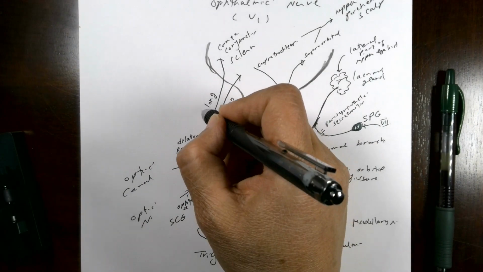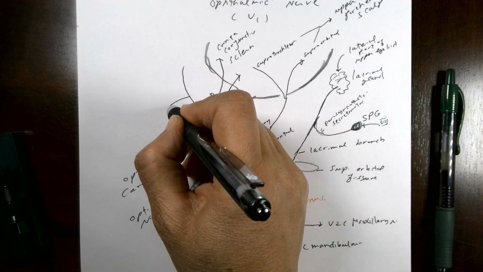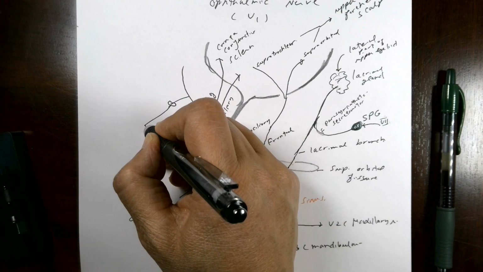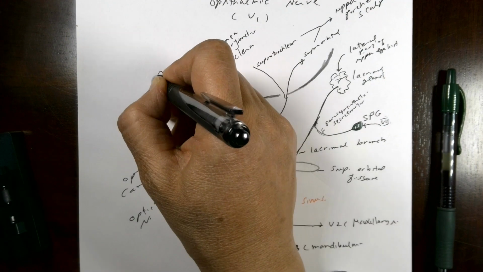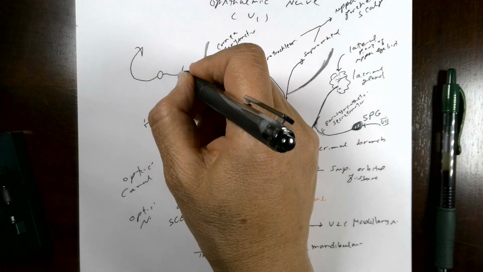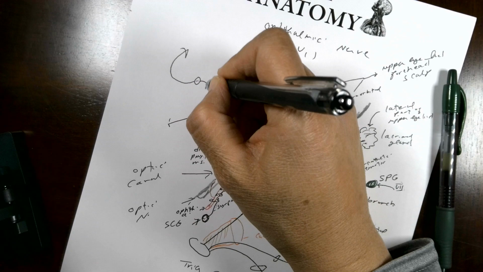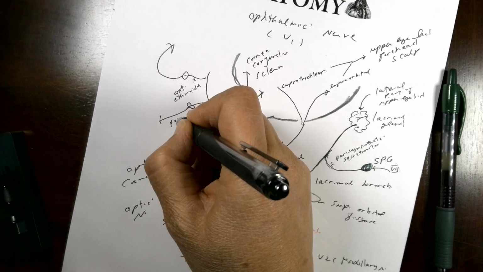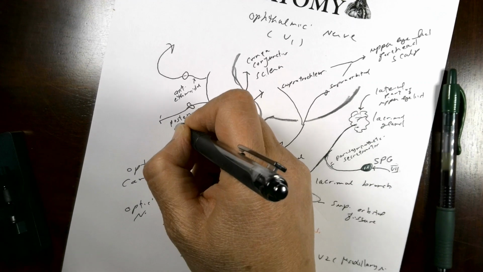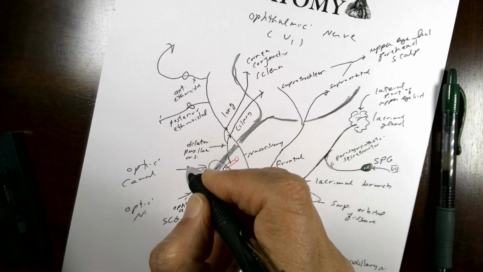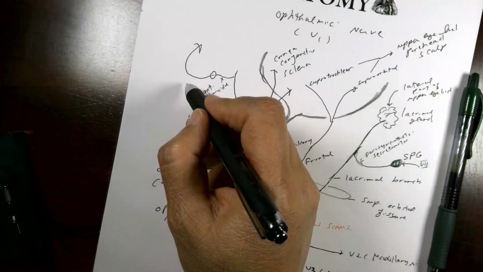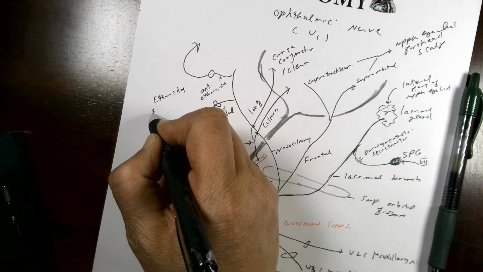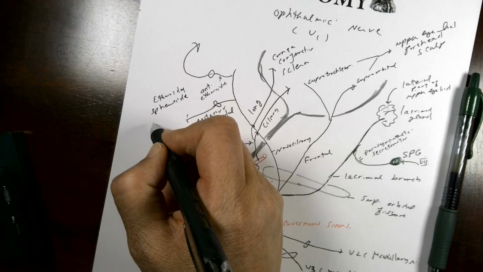What are the other branches? You have two branches here at the medial wall of the orbit. There are two foramina. One is called the posterior ethmoidal foramen, one is called the anterior ethmoidal foramen. So this is the anterior ethmoidal nerve, and this is the posterior ethmoidal nerve. Both of them supply the ethmoidal and sphenoidal paranasal sinuses.